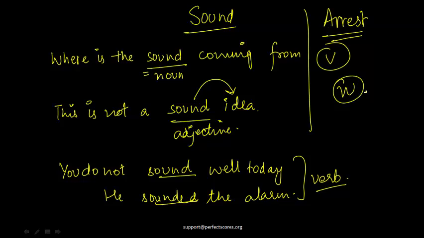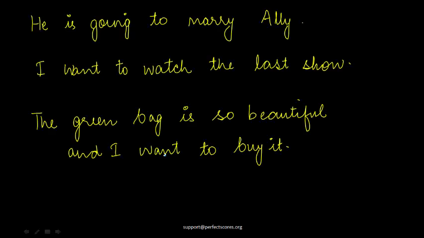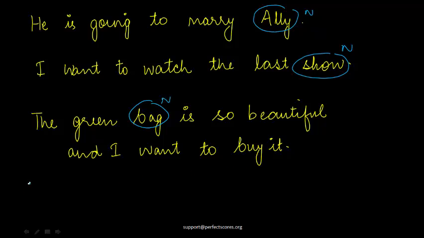So let's do a little exercise now. I'm going to list down a few sentences here, and what we're going to do is try to identify different parts of the sentence. Alright, so you can go ahead and pause this video and try to find out the different parts of speech, but I'm going to go ahead and highlight those. Let's start with nouns. So Ali is a noun, show is a noun, bag is a noun, and that's all. Those are the only nouns we have had.